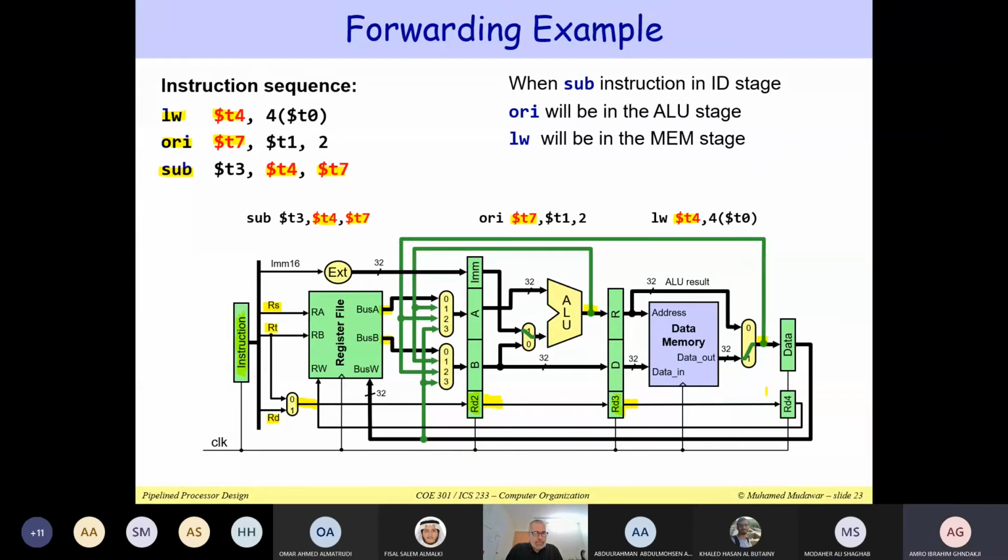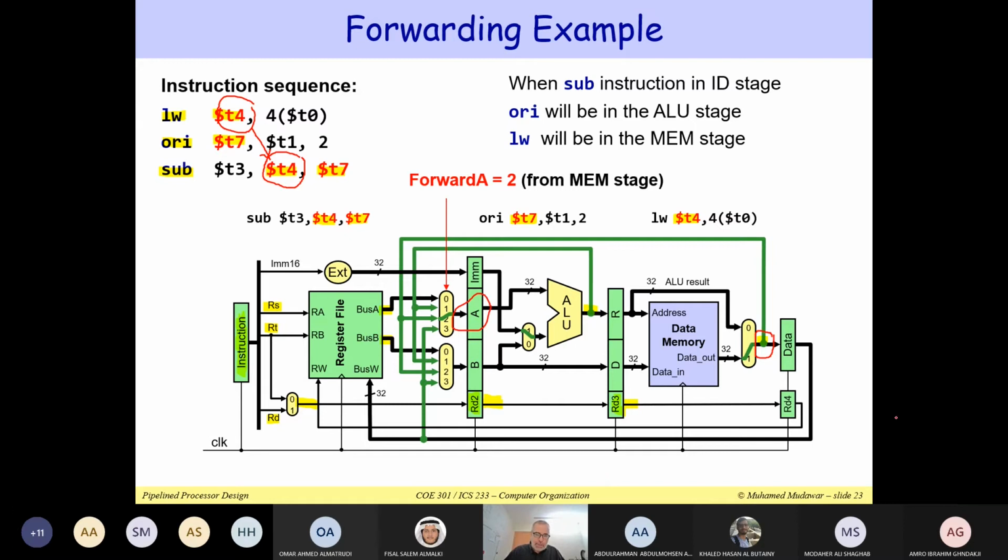RD2 is T7, and the RS here is T4. Sorry, yes, T4. It's going to be 2. Yes, RD2, it's actually going to be 2, because we have to forward the data T4 back to A. So therefore we have to select. T4 has already been loaded from the data memory, so we're going to forward it from the memory stage back to A. So therefore we have forward A equal to 2.